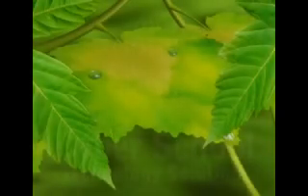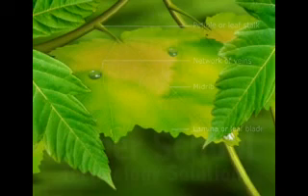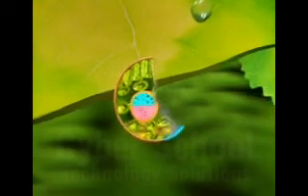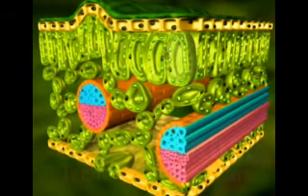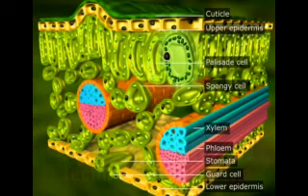A typical leaf consists of a broad leaf blade or lamina attached to the stem by a leaf stalk or petiole. A cross-section shows that the upper epidermis is made up of a single layer of cells covered by a cuticle. The mesophyll tissue consists of closely packed palisade tissue and loosely packed spongy tissue with large intercellular spaces. These cells contain numerous chloroplasts. The lower epidermis contains stomata. The vascular bundles contain water-conducting xylem and food-conducting phloem tissue.